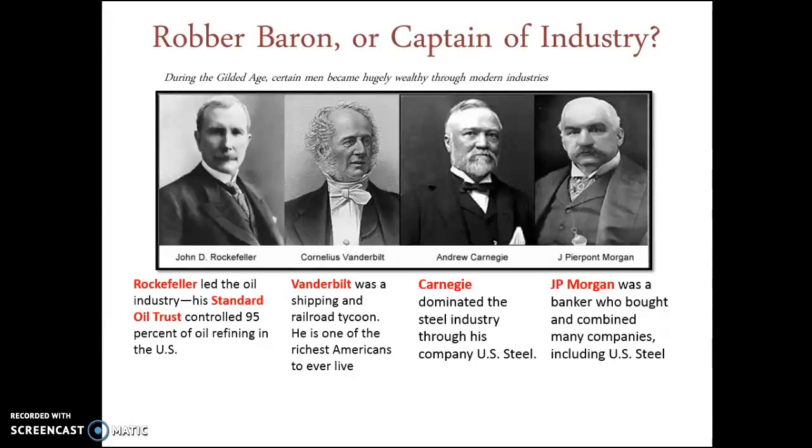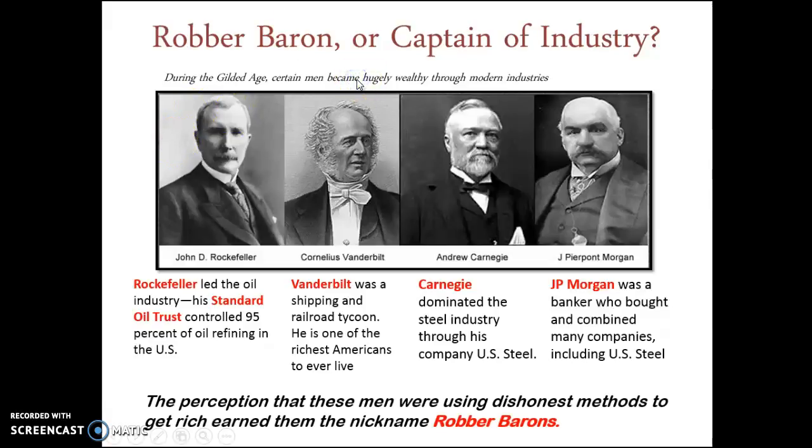Vanderbilt was a shipping and railroad tycoon. He is one of the richest Americans to ever live. Carnegie dominated the steel industry through his company U.S. Steel. And then J.P. Morgan was a banker who bought and combined many companies, including U.S. Steel. The perception that these men were using dishonest methods to get rich earned them the nickname robber barons.